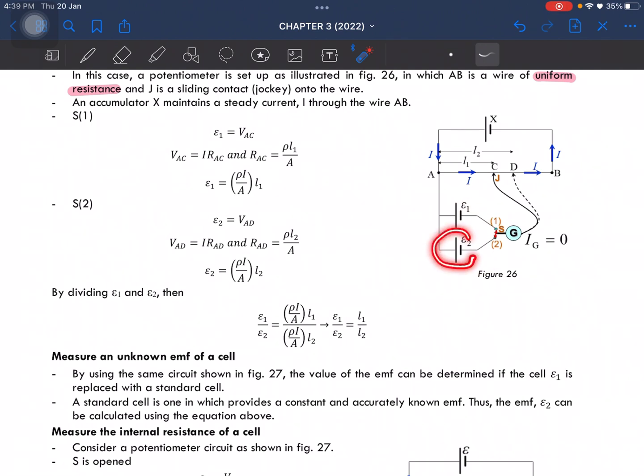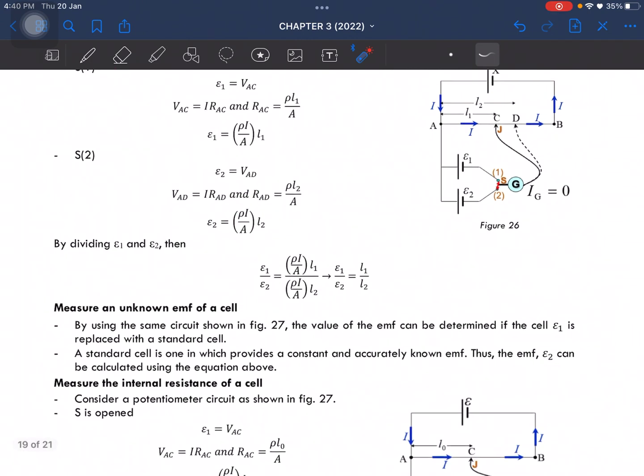So EMF2 will now be at point VAD. It will be at VAD, not VAC anymore. AD now. The jockey is here. This is the distance when it is balanced. So at this point, EMF2 will equal the voltage across VAD, across wire AD. Again, we use Ohm's law, V equals IR. So this is the same. Substitute, and we'll then get this equation. From that, we can divide EMF1 by EMF2, so we'll get this concept here.